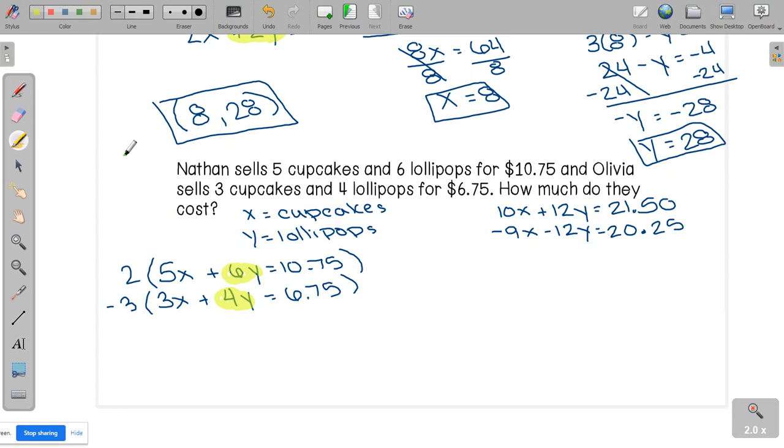Now we can check our y's. We have the same coefficient and opposite signs, so we will be eliminating our y's. So they cancel out. 10x minus 9x gives us 1x, or just x. And then this should be negative, so 21.50 minus 20.25 gives us $1.25.